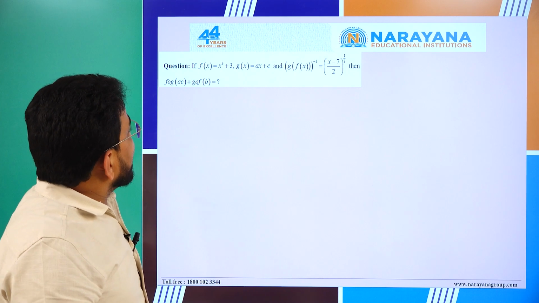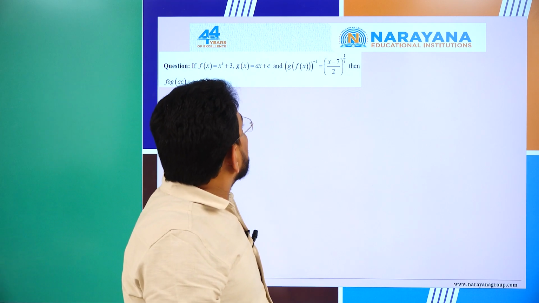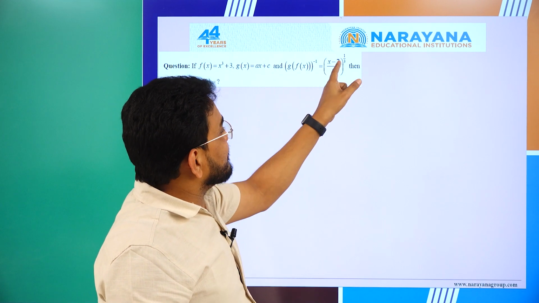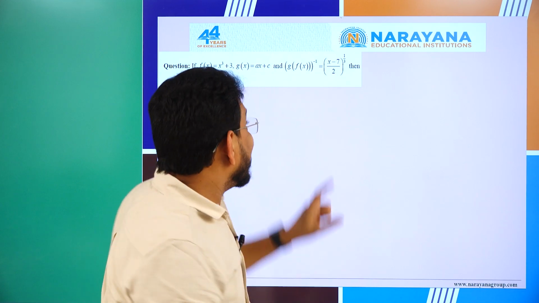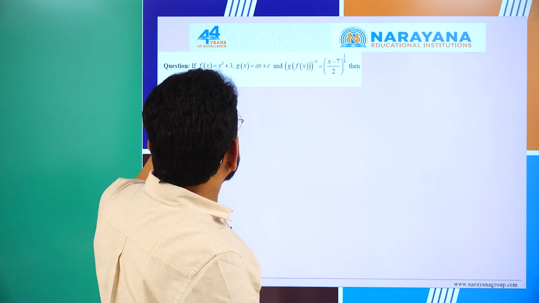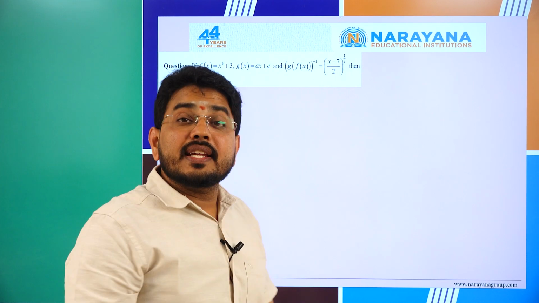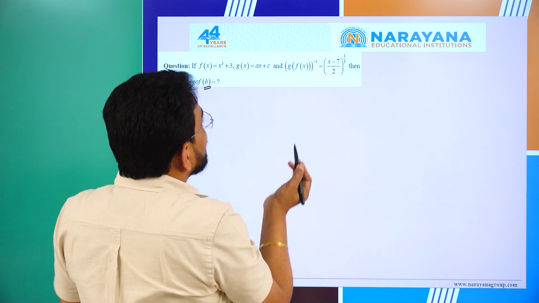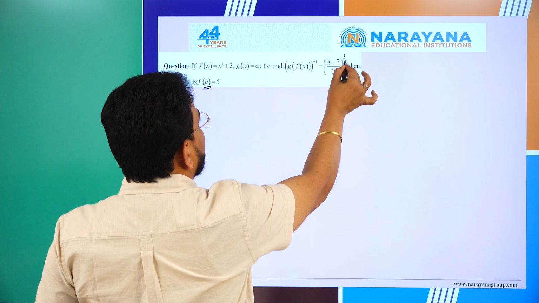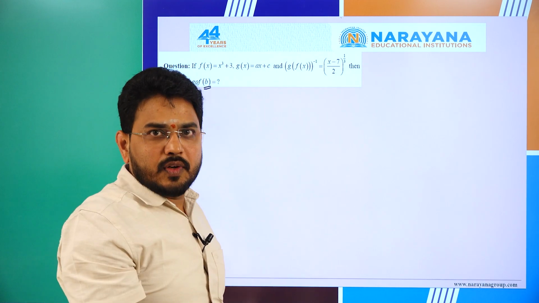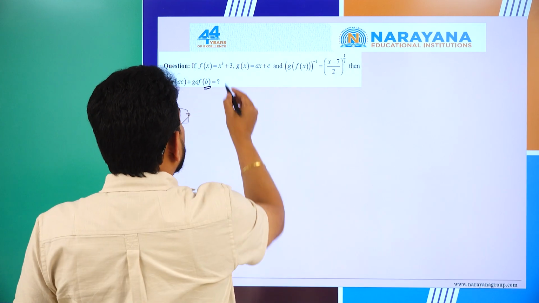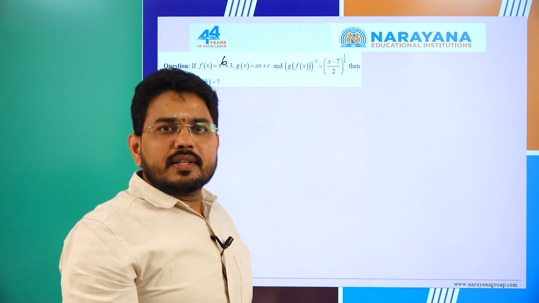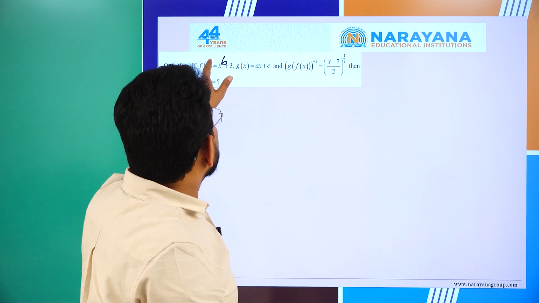f of x is equal to x cube plus 3, g of x is equal to ax plus 3, and g of f of x whole inverse is equal to x minus 7 by 2 whole power 1 by 3. Then they are asking f circle g of ac plus g circle f of b. Oh, here b is not there. So maybe what I feel is either b should be here or here. Okay. So I think most probably it should be b here so that we can check what are the things. Okay, I think this should be b.